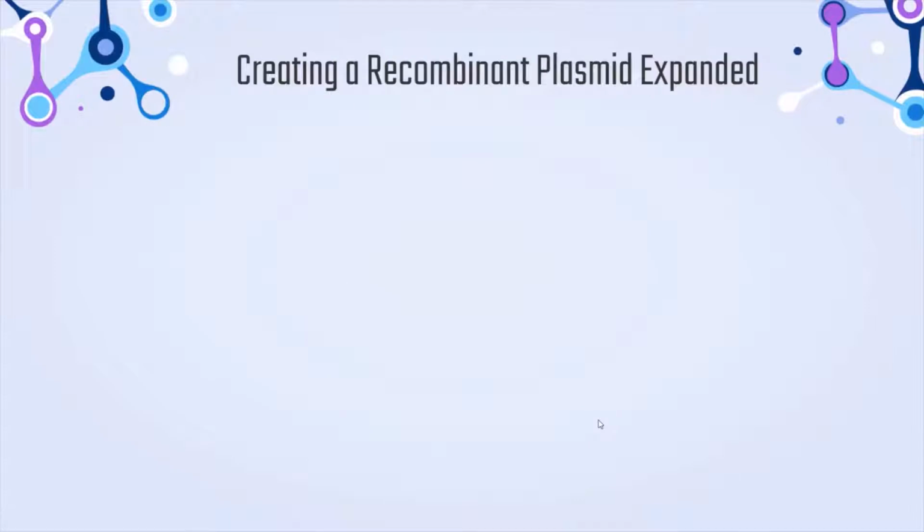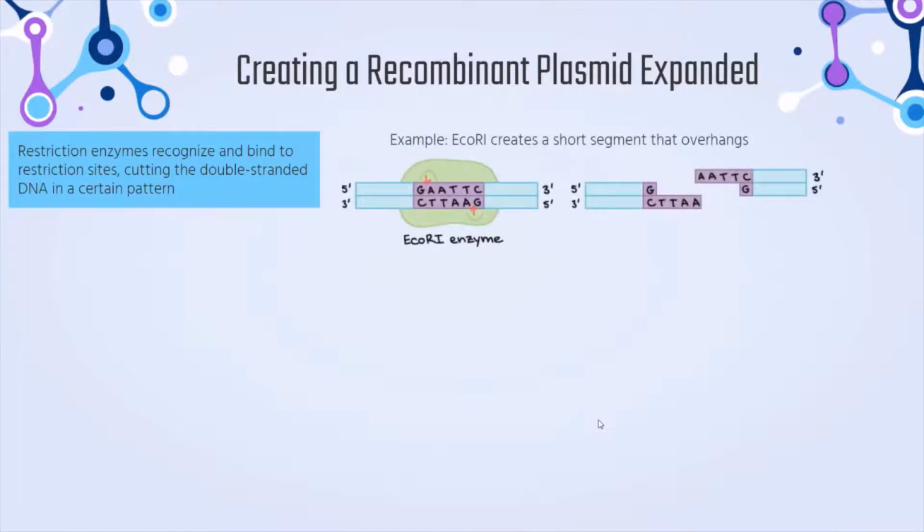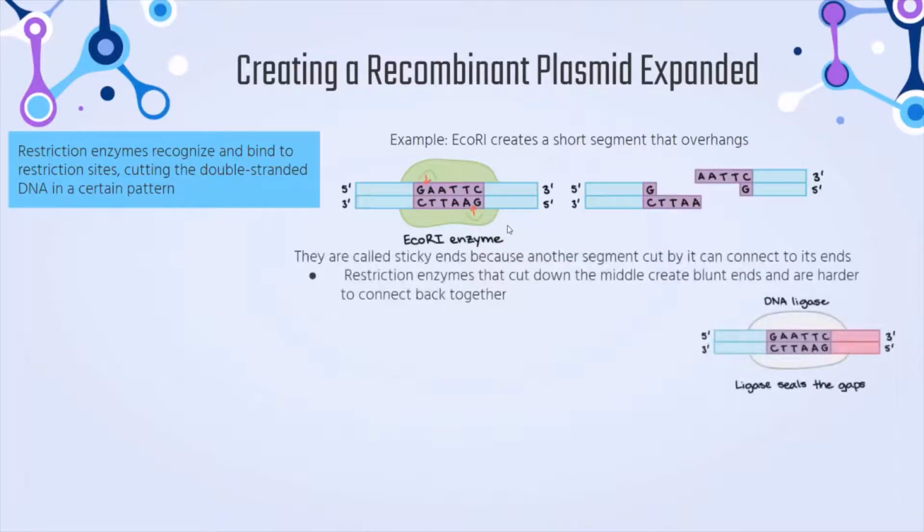So here's more on how to create a recombinant plasmid. Restriction enzymes will recognize and bind to restriction sites, and they will cut the double-stranded DNA in a certain pattern. For example, something called EcoRI will create a short segment that overhangs. So in this picture, the EcoRI enzyme will cut along this G on both sides, and as a result, there will be sticky ends because another segment cut by EcoRI will be able to connect to its ends.